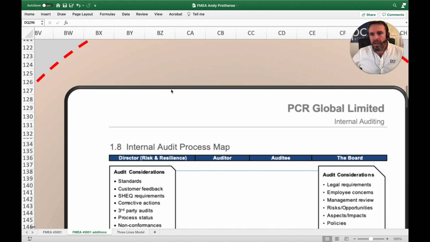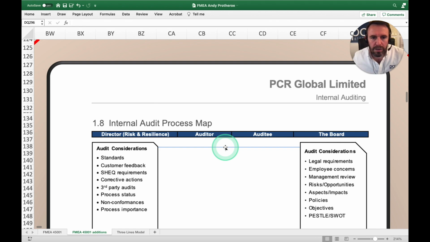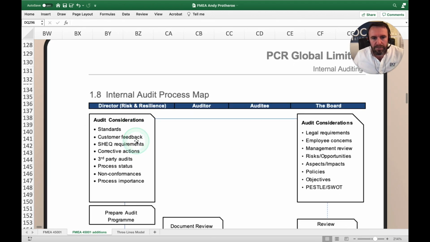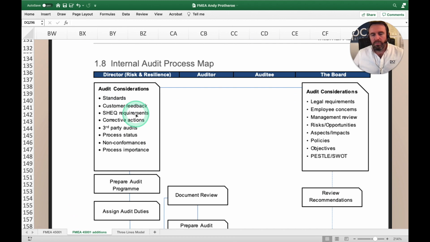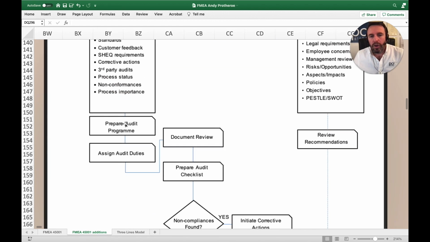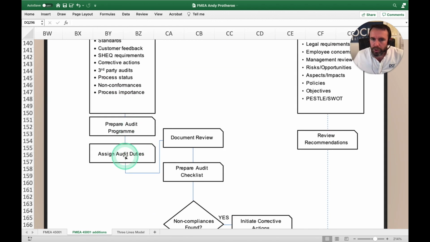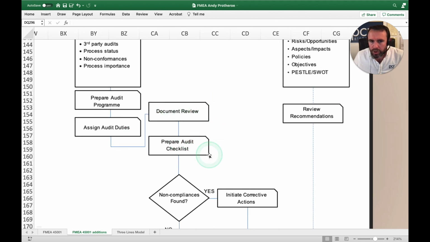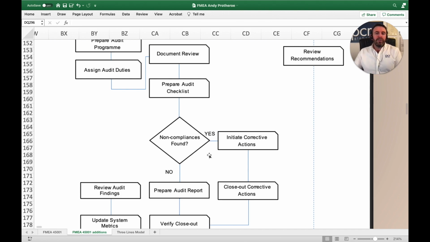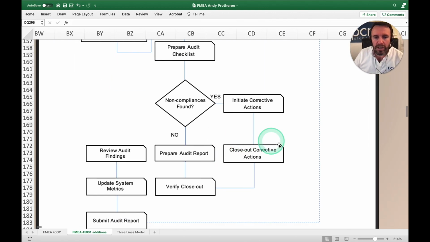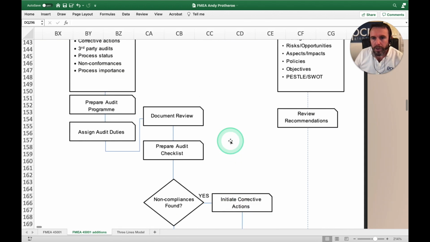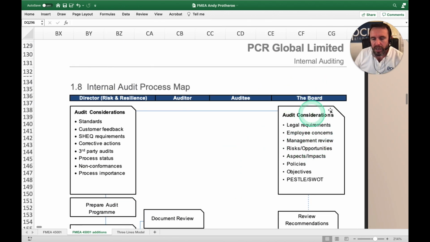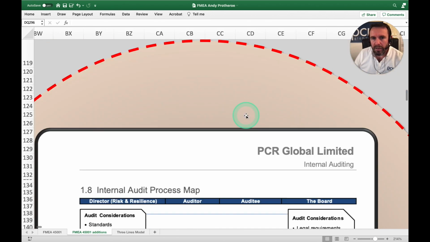So here we have a process map. Just waiting for this to catch up. So for myself, audit considerations, whether it's standards, the context of the organisation, customer feedback, check requirements. I'm going to prepare the audit program, assign audit duties, then potentially the auditor, if it's not myself, will do a document review and prepare audit checklists. Do they find any non-compliances? And then this leads on and on to the audit report. But the important thing is all of this gets back to the higher level management.